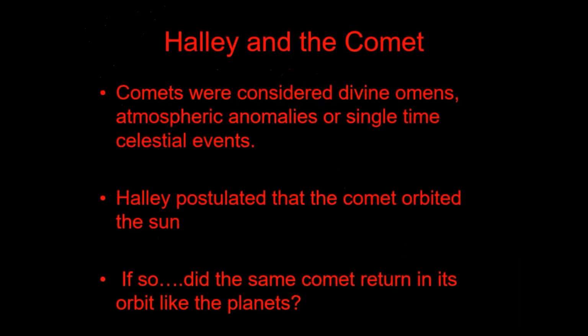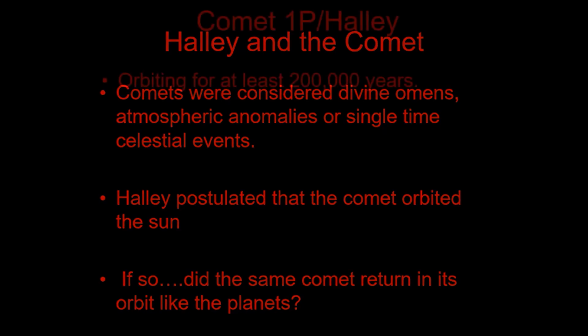So in Halley's day, even though scientists pretty much accepted that comets were a very natural phenomena, a lot of people still considered them divine omens, atmospheric anomalies, or, as I said, single-time celestial events which appear in the sky and then disappear again. Halley said, well, maybe the comet orbits the sun. If so, did the same comet return in its orbit like the planets, or did it just zip off into space, never to be seen again?